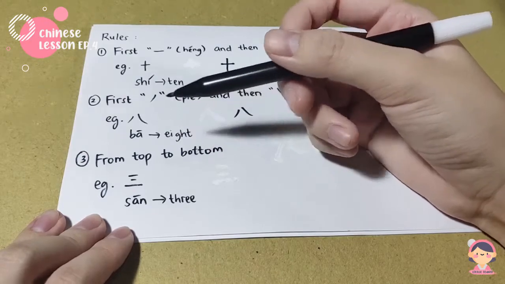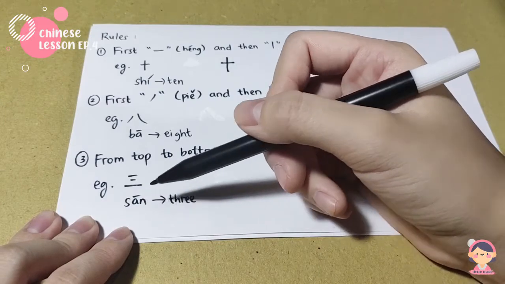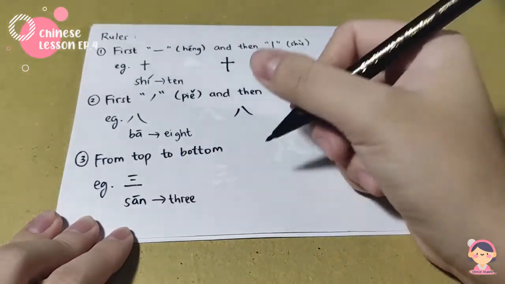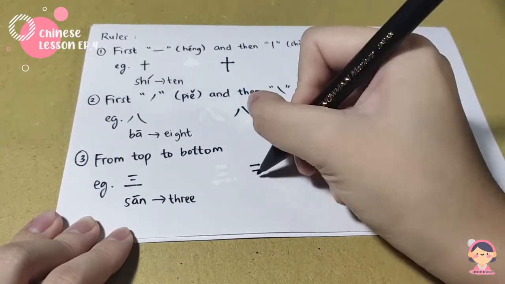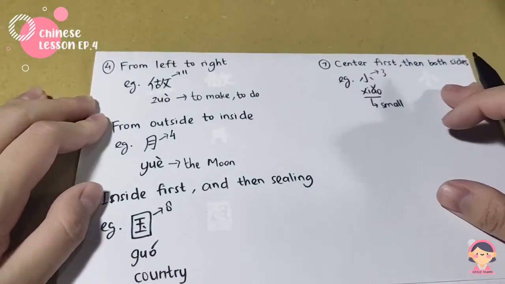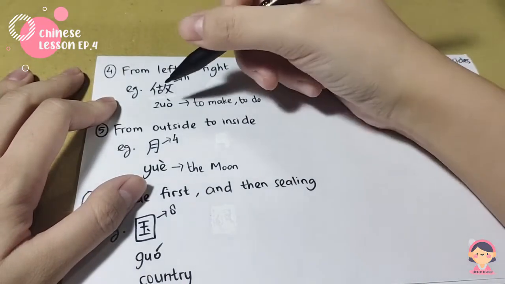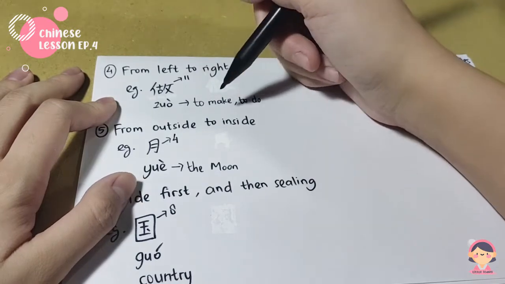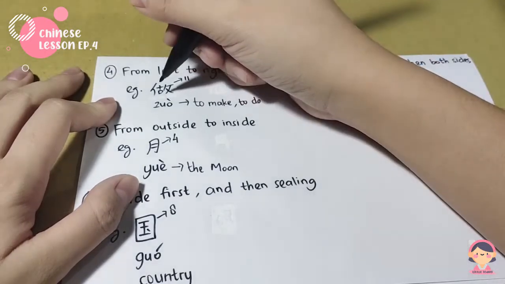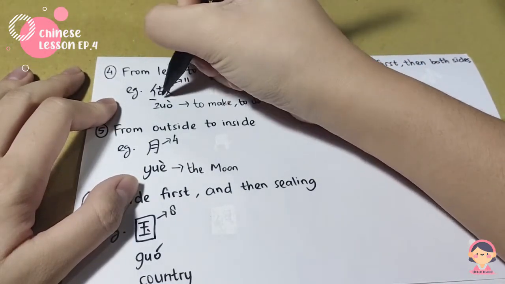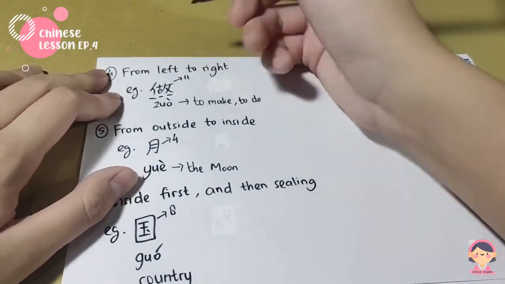So don't forget that we need to write the left falling stroke first and then the right falling stroke. Rule number 3 is we write from top to bottom. For example, 三 means 3. So we need to write from the top. Rule number 4 is we need to write from left to right. For example, 做 means to make or to do something, and it has 11 strokes. And as we can see here, 做 has 3 parts, right? The left, the middle, and the right. So we need to write from the left.